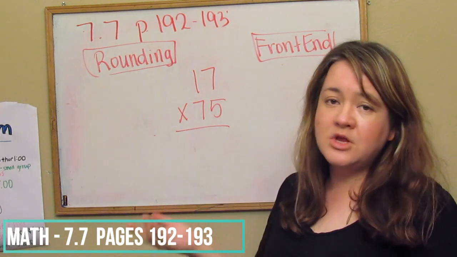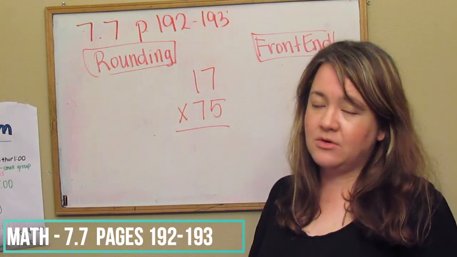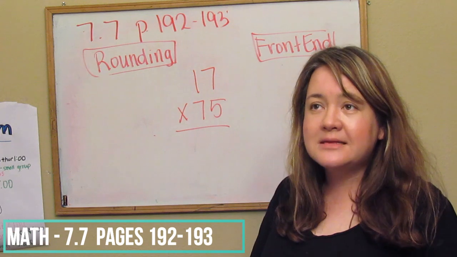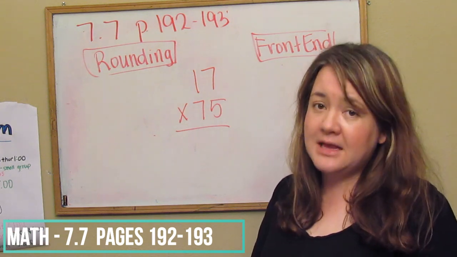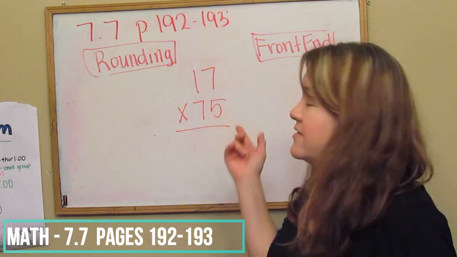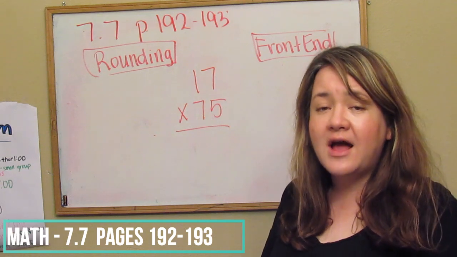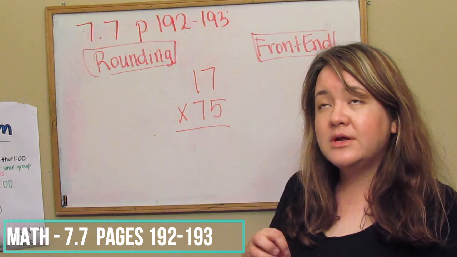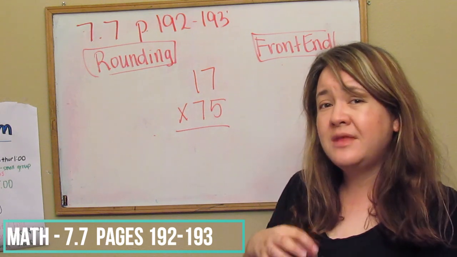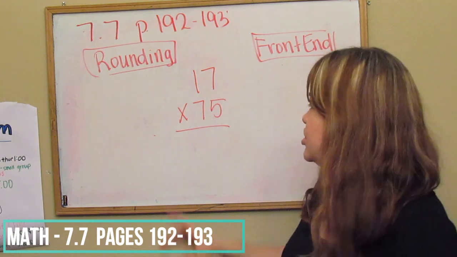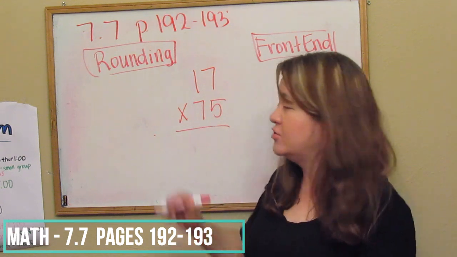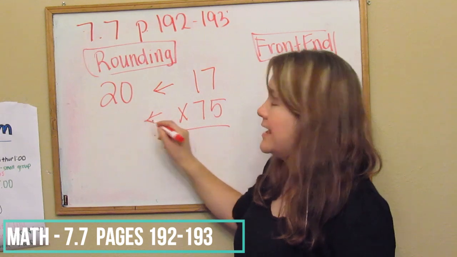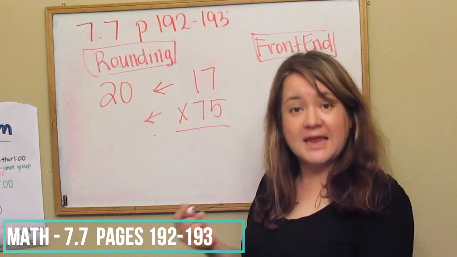So the first one is one you're very familiar with. It's just rounding or estimating. And when we're estimating our factors, we're going to estimate them to the biggest place value in the number. So in this case, for 17 times 75, both are in their tens, right? And so we're going to round them to the nearest 10. So 17, of course, rounds to 20, and 75 rounds to 80.